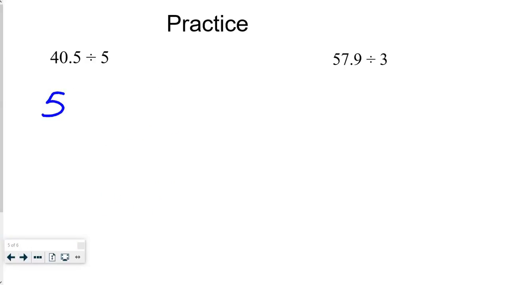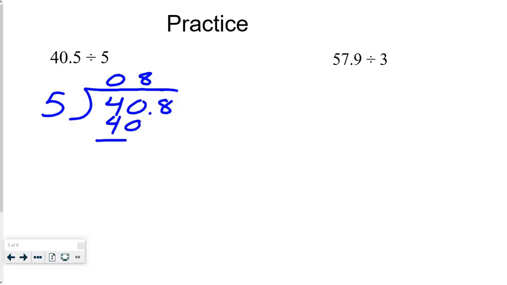So 5 into 40.5. We know that it doesn't go into 4. It goes into 40 8 times, so 40 take away 40 is 0. Bring down the 0.5. And the decimal is here because we bring it right up. So the decimal is there.